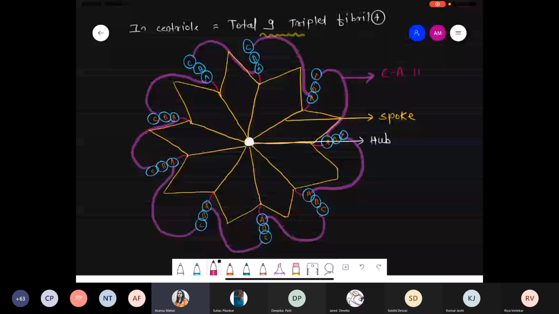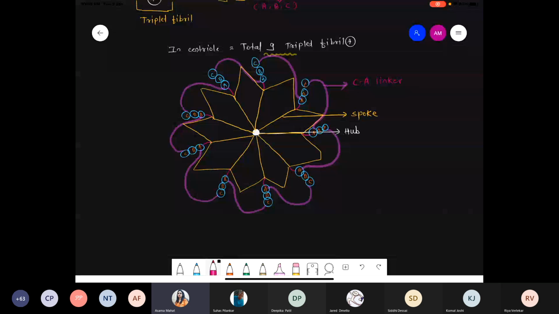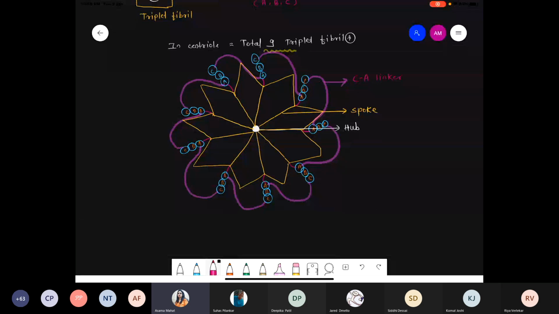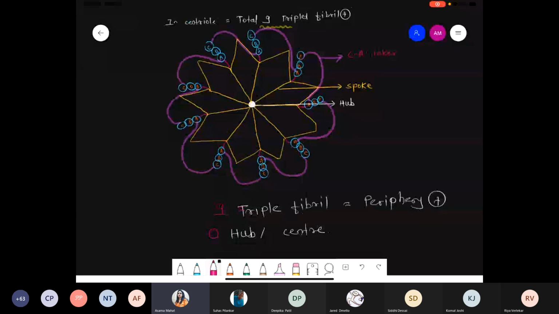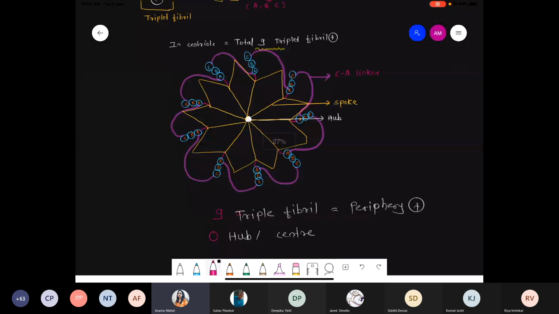So now, this is the entire structure if you see. Number 1, triplet fibrils are present. Number 2, 9 are present towards the periphery. 9 triplet fibrils. Where are they present? They are present towards the periphery, towards the surface. But if you discuss the center, the hub, also called the center, how many are present at the center? Only 0, because there is no microtubule present at the center. So such an arrangement is simply called a 9 plus 0 arrangement with respect to the centriole.